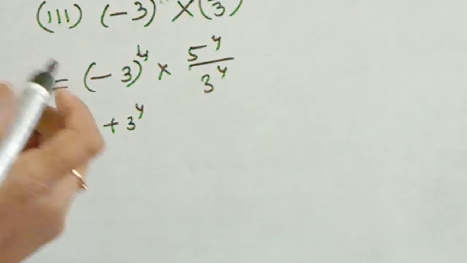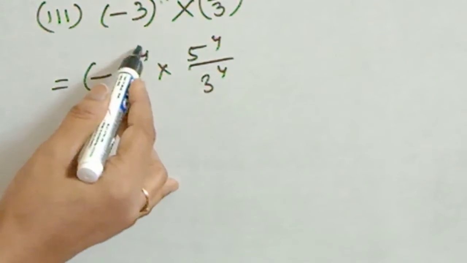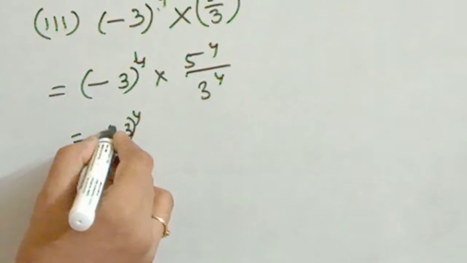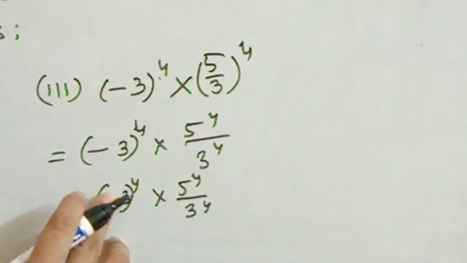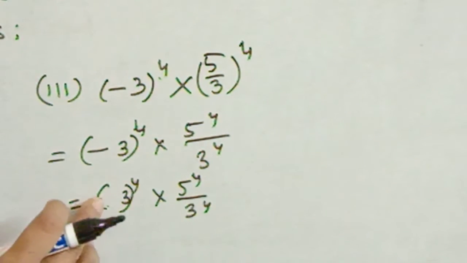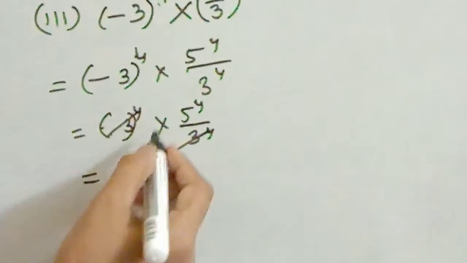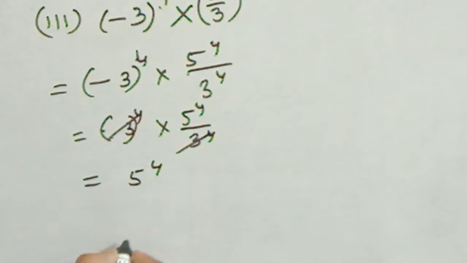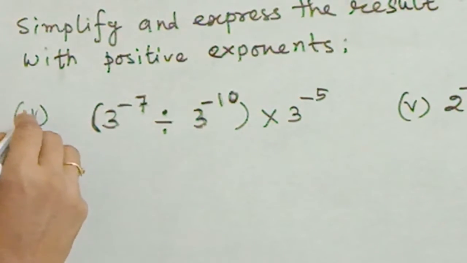Or more easily you can remember that when a minus base is with a positive even power, then it will become plus. So plus 3 to the power 4 into 5 to the power 4 by 3 to the power 4. Generally we do not write the plus sign in front of any number. Now 3 to the power 4 divided by 3 to the power 4, you can cancel, you can subtract 4 minus 4, that is 3 to the power 0. So the final result is 5 to the power 4.